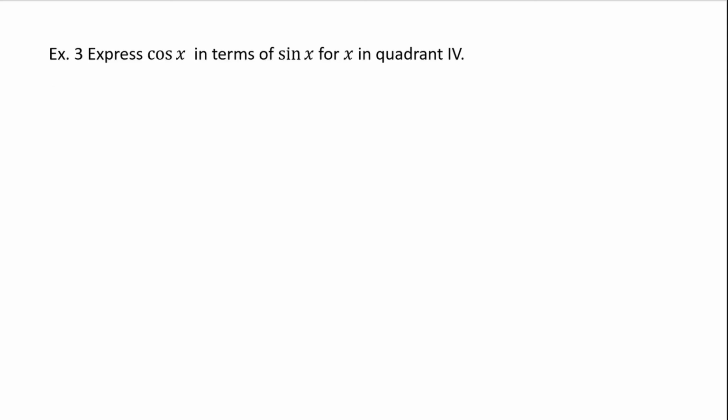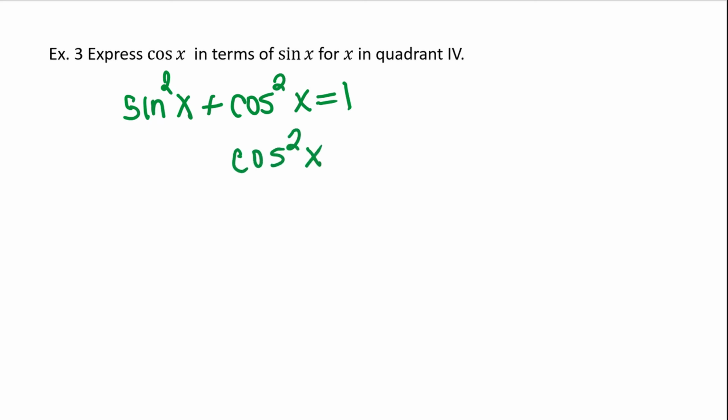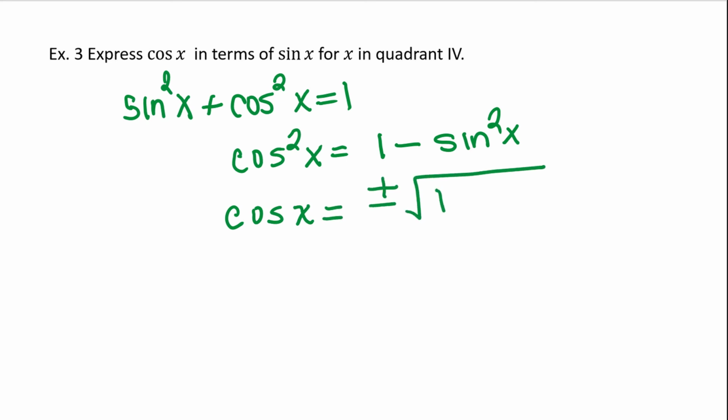Express cosine x in terms of sine x for x in quadrant 4. Let's begin with the Pythagorean identity of sine squared x plus cosine squared x equals 1, and we'll solve for cosine. Then cosine squared x is equal to 1 minus sine squared x, and using the square root property, cosine of x is equal to plus or minus the square root of 1 minus sine squared x.